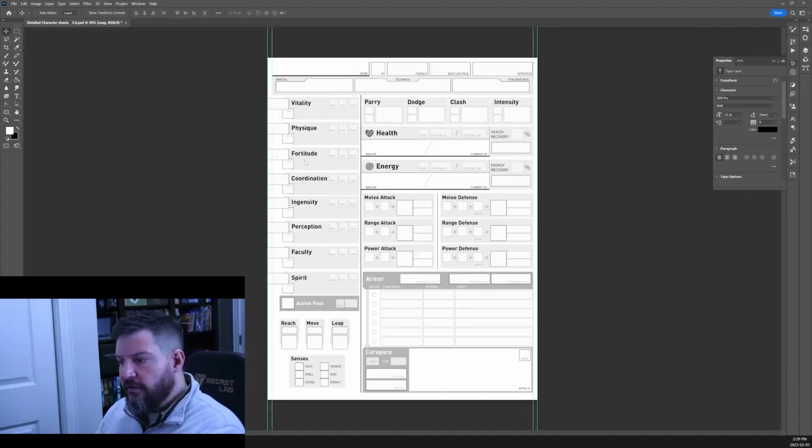Faculty. Faculty is the substitute for a general intelligence score. I never liked the idea of intelligence as a score, because to me, intelligence reflects a person's accumulated knowledge. To put it simply, it's how much they've learned. A person is much more intelligent if they've gone to large amounts of school.